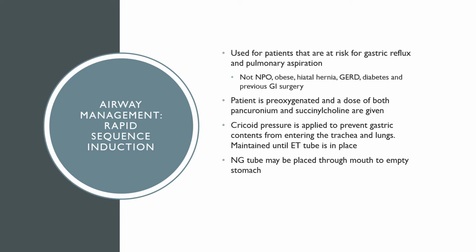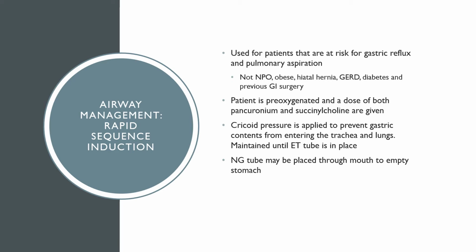All right, next we have a rapid sequence induction. This is used for patients that are at risk for gastric reflux and pulmonary aspiration. For example, patients that have not been NPO, such as our emergency patients. They may have had a full dinner and then something has happened and now they're in surgery. Obese patients, hiatal hernias are very prone to gastric reflux, GERD obviously, diabetes, and sometimes those that have had previous GI surgeries will also be at risk for gastric reflux.